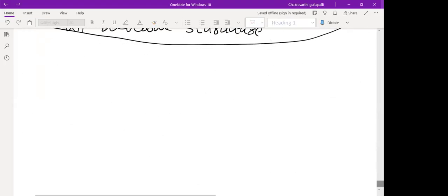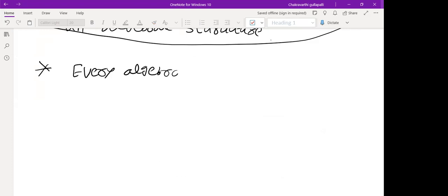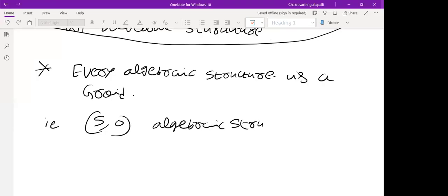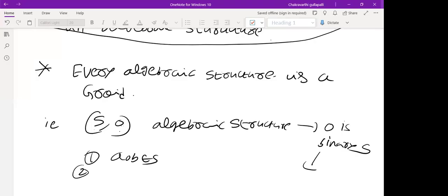Now, very important: every algebraic structure is a groupoid. If it is an algebraic structure, it means closed as well as unique. Structure means it may not satisfy uniqueness. If S comma circle is an algebraic structure, automatically it will satisfy two conditions, because a set along with a binary operation is called an algebraic structure. Binary means it satisfies two conditions: A circle B is there in S, and second, A circle B is unique.